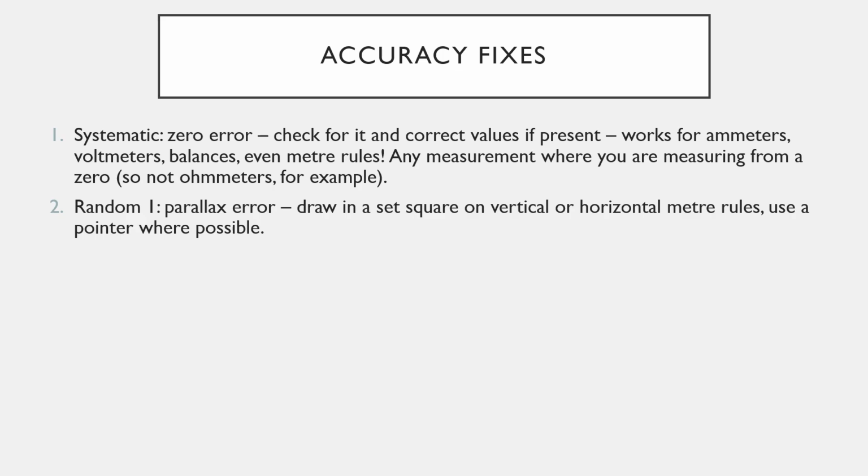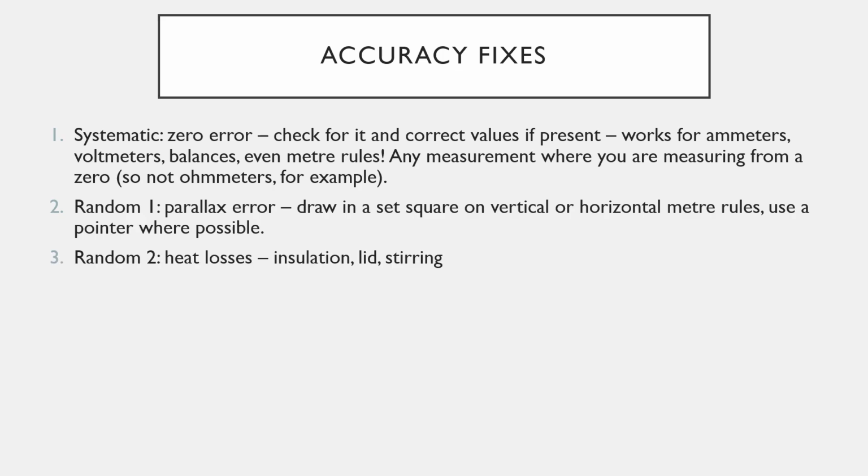So at the bottom of a spring, or where you are doing a stress-strain graph, for example, you can always have a little tag or a little pointer on it so that you line that up with your meter rule, and that is going to make your judgment more accurate because you are reducing your parallax error.